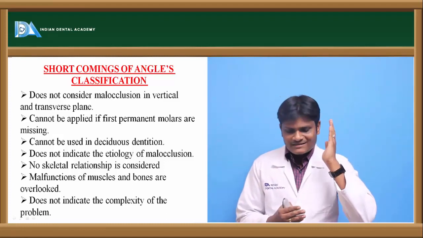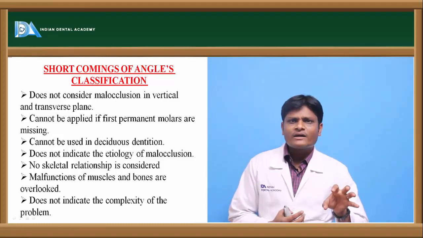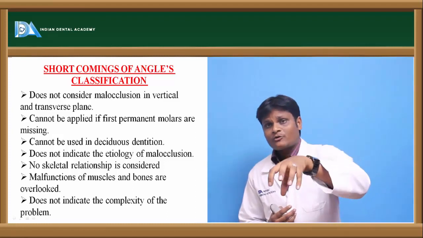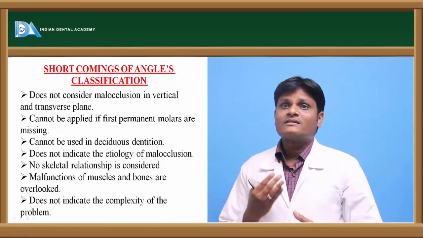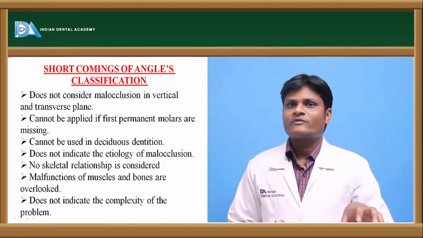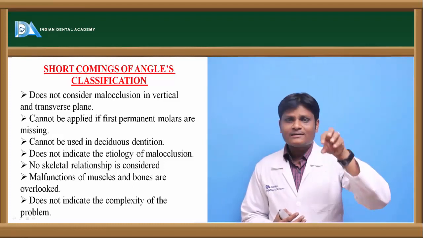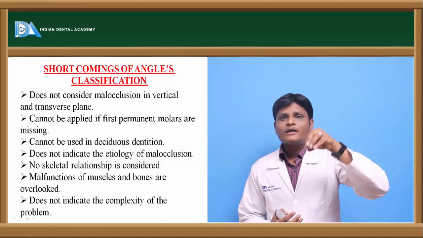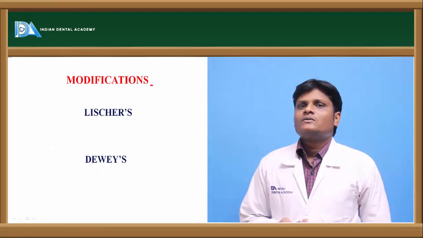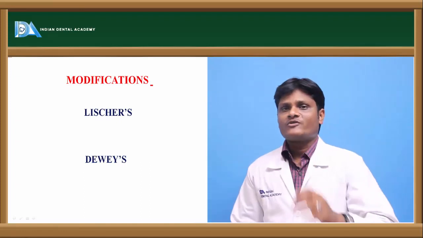That means it lays emphasis only on molar relationship, and it does not specify where the crowding is present, whether there is malocclusion in the transverse or vertical plane, whether there is a skeletal component, or whether there is altered muscle balance. Nothing is indicated by the Angle system of classification. It just notifies the molar relationship. So it takes only the maxillary permanent first molar as a key tooth in determining the malocclusion. So some authors modified the Angle system of classification by adding some more features.